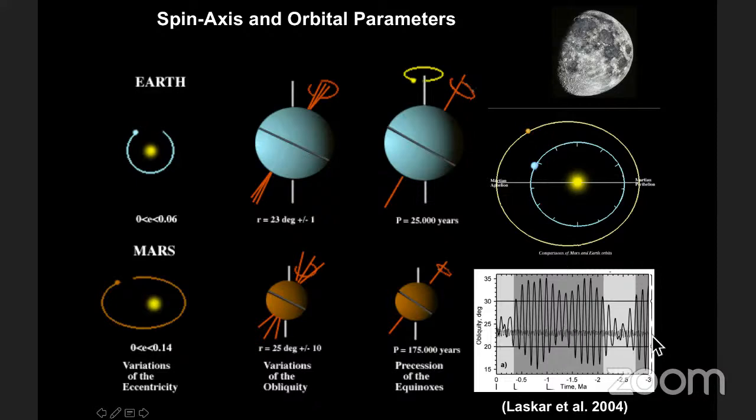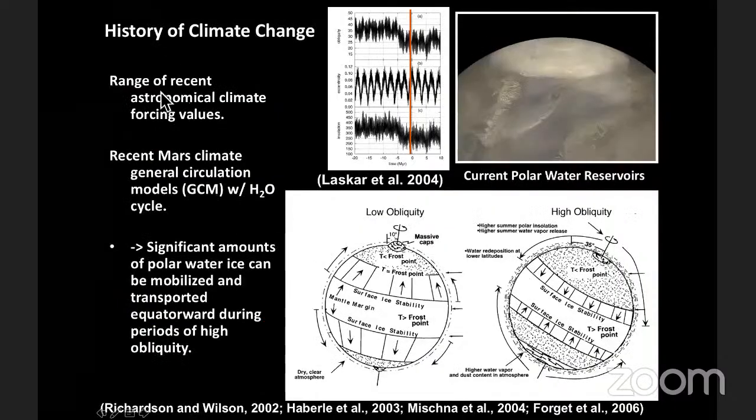You can see that the mean obliquity is about the same, but the amplitude of the obliquity has significantly changed, in particular between 0.5 and 2 million years ago, when it increased up to almost 35 degrees in a couple of cases here. So again, this is really interesting and exciting. And we also have these Laskar et al. recent predictions of astronomical climate forcing values, but we also have really good general circulation models, okay? They're not only generally good GCMs, but they've also included now in the last decade a really robust hydrological cycle. So we have many of the authors of these here.